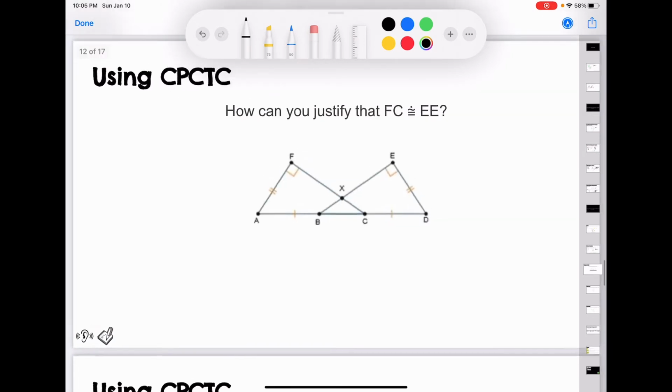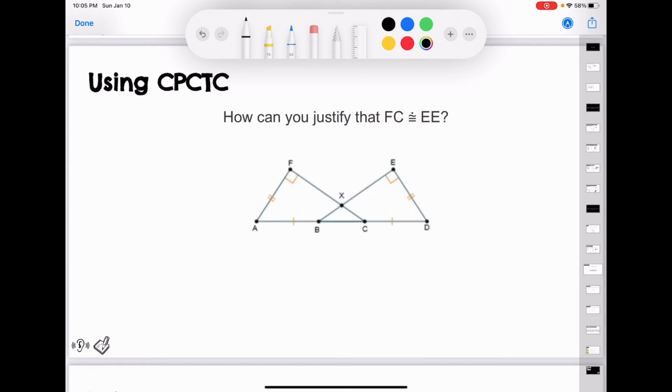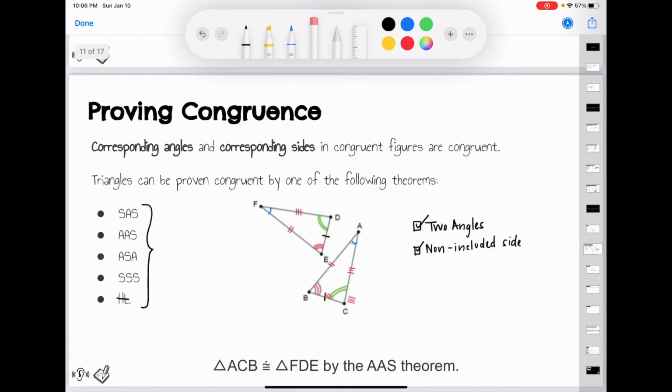So let's use the CPCTC theorem to prove that these figures are congruent to each other. So how can you justify this? Well, we saw that we have different ways to justify it. And I'll go ahead and just write these down and transfer them over so that we don't forget what we have here.